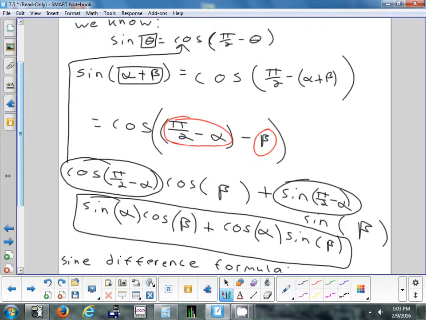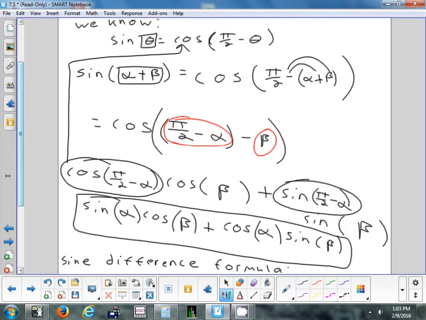The top one, go up. From this one to this one? Yes. I just distributed the negative. That's all. Pi over 2 minus alpha minus beta. Minus alpha minus beta. That was it. Okay, good question though. Any other questions on this?